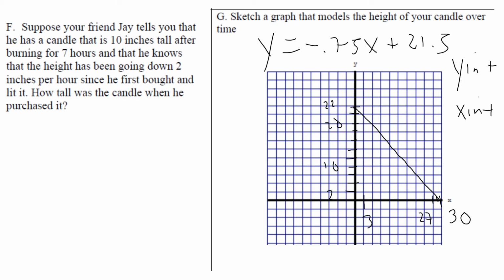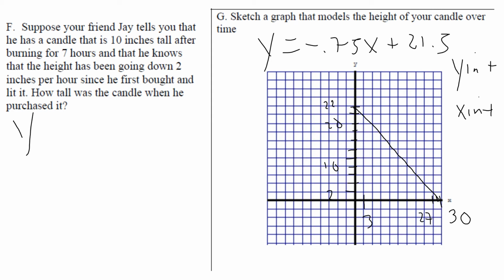Looking at question F, you have a friend Jay, and he has a different candle. He realizes that his candle is going to be 10 inches tall after it has been burning for 7 hours. He also knows that the height has been going down 2 inches per hour since he first bought and lit it. How tall was the candle when he purchased it?